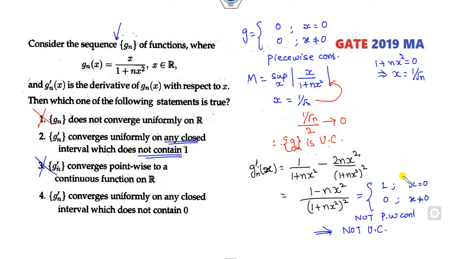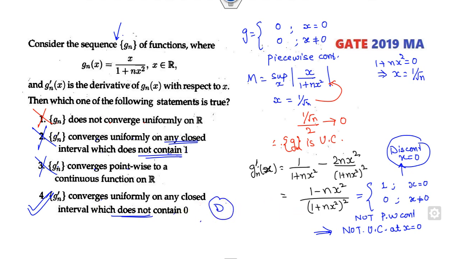Okay, so what is the point of discontinuity? The discontinuity is at x equal to 0. It means this function is discontinuous at x equal to 0. So it converges uniformly on any interval which does not contain 0, because not containing 0 is the condition given. That is my right answer, because this function is not piecewise continuous at x equal to 0, while the rest of them simply prove that. So the right answer is D, the simply correct answer.